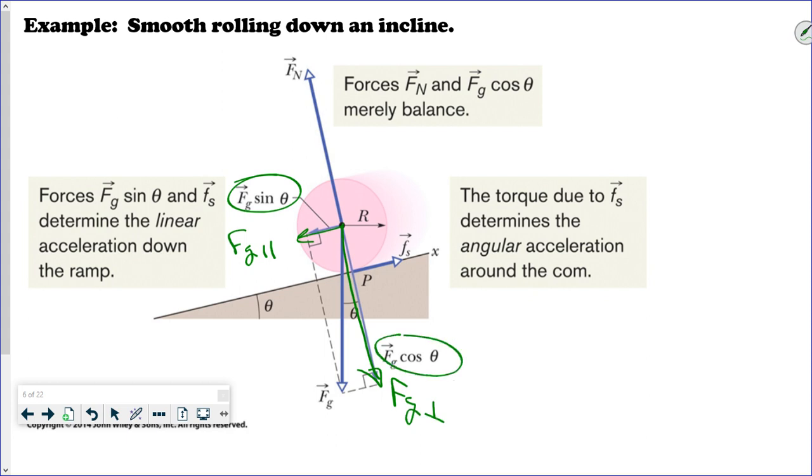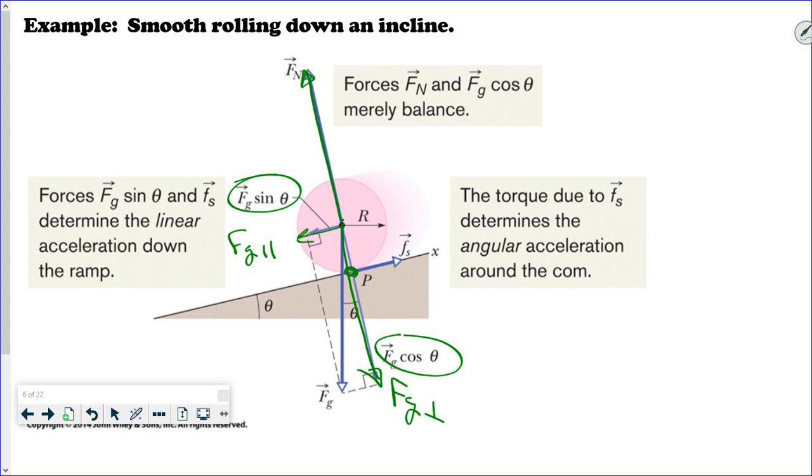Notice our Fg perpendicular goes through the point of contact. So that Fg perpendicular will not produce torque. I should say that, I'm going to revisit that thought. And then similarly, our normal force is equal to our Fg perpendicular, so that goes that way.